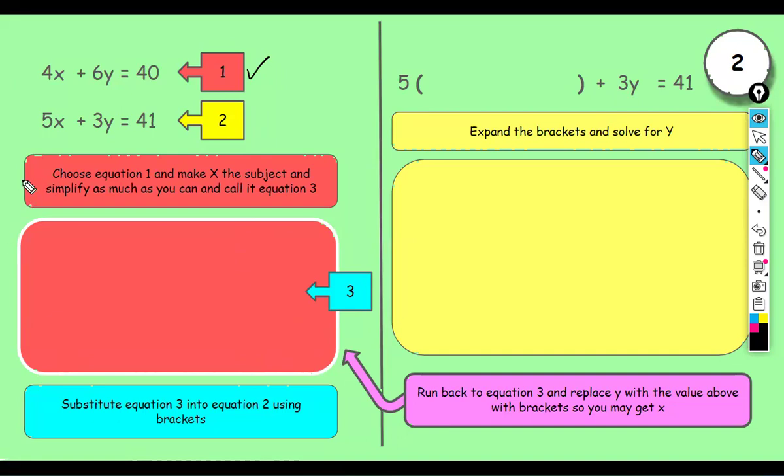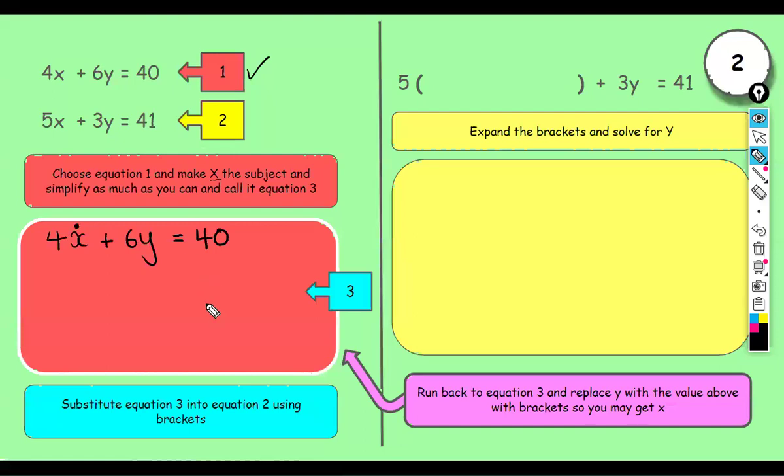And now look at the first set of instructions. I even wrote it out. So choose equation 1, that's the red one, and make who the subject? X. And when you choose equation 1 and you make X the subject and you simplify it as much as possible, you're going to name him what? Equation 3. So you think you all could do that step for me? I'm going to choose equation 1 here. 4x plus 6y is equal to 40. I want you, according to the instructions, make who the subject?